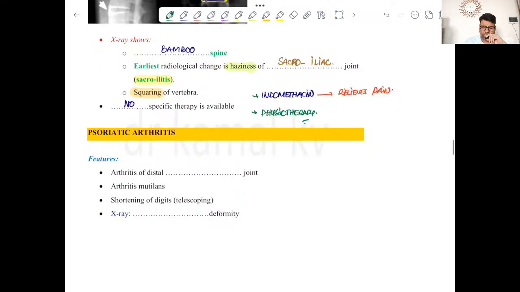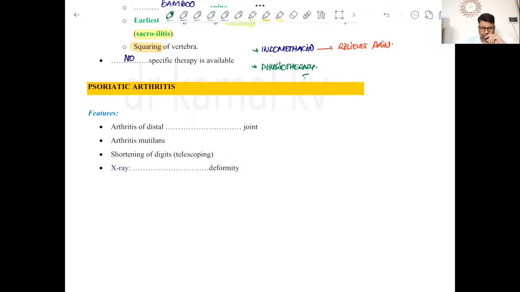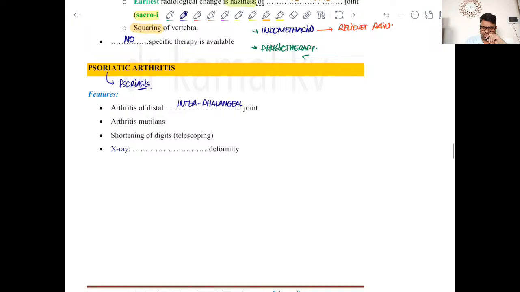Then we move on to psoriatic arthropathy, which is associated with psoriasis, as the name suggests, and there is classically involvement of the distal interphalangeal joint. And the other term is arthritis mutilans.